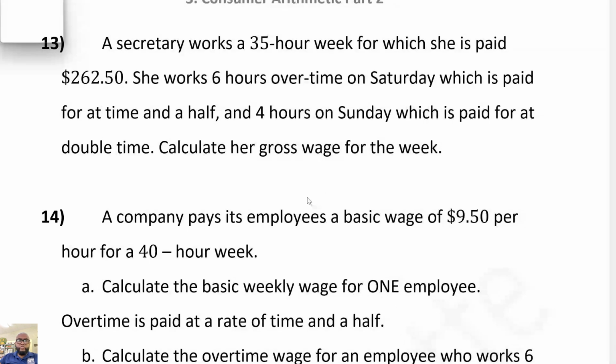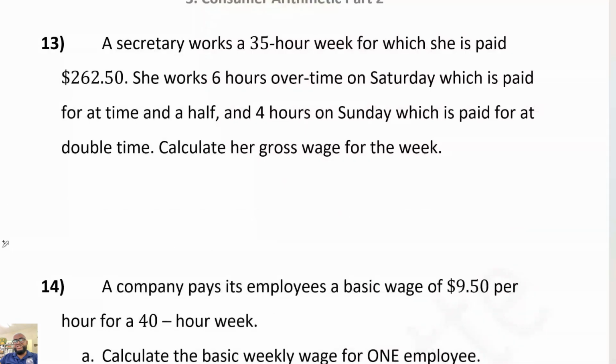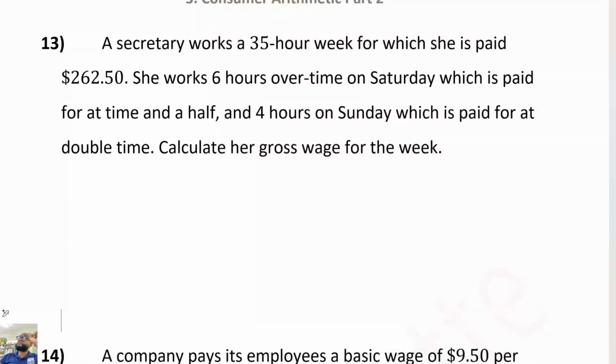So a secretary works a 35-hour week for which she is paid $262.50. She works 6 hours overtime on Saturday, which she is paid time and a half. Then she works 4 hours on Sunday, where she is paid double time. So I need to calculate her gross wage. So her gross wage will be like a basic weekly wage. I'm going to write it in red here.